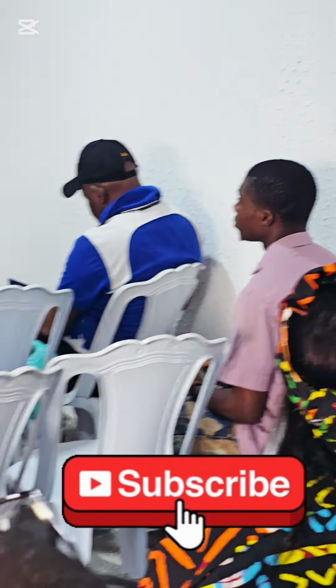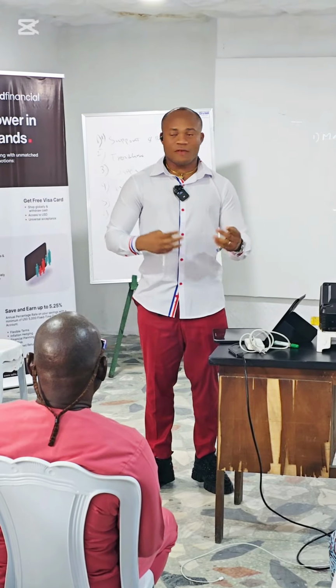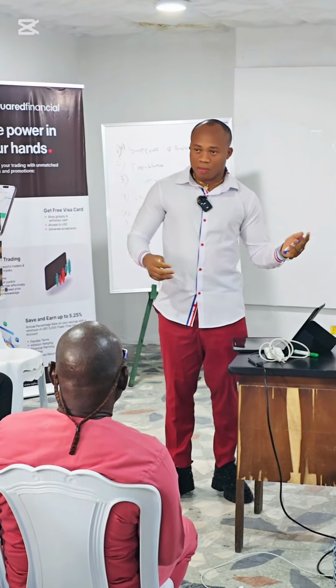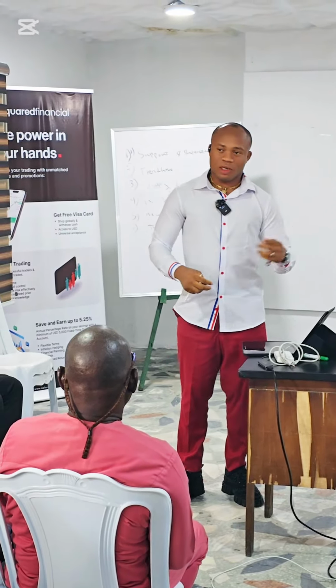So now, what is market structure? In order for you to identify a market, you must first understand structure. Structure in the sense that we have a bullish market and a bearish market. Bearish means that the market is falling. Bullish means that the market is going up. These are just Forex terms. When you hear bullish, it's going up. When you hear bearish, it's coming down.